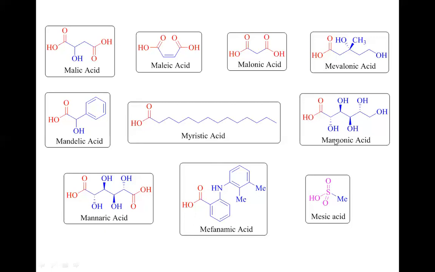So this is the structure of mannonic, and this is the mannaric. Mannaric is a dicarboxylic acid. Mannonic is a monocarboxylic acid, with the only difference being the oxidation of the terminal carbon to have another carboxylic group present.